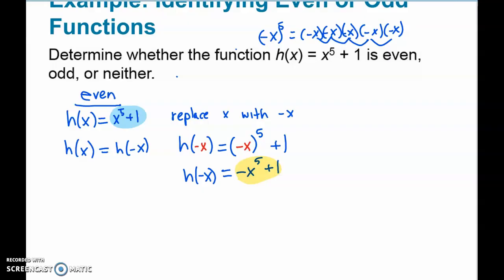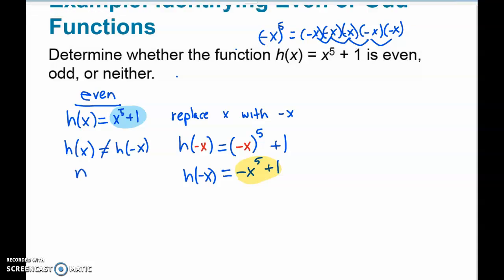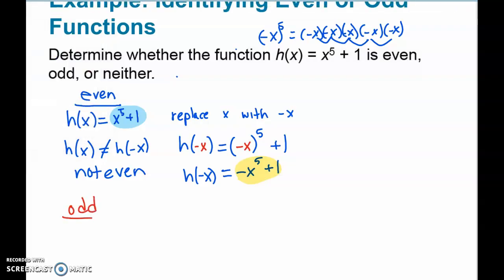No. We've got x to the fifth plus 1, and here we have negative x to the fifth plus 1. So they are not equal. So then I can say it's not an even function. Now I'm going to check if it's an odd function. To check if it's an odd function, I'm going to take the function. So I'm just going to rewrite the function here. And I'm going to replace x with negative x.